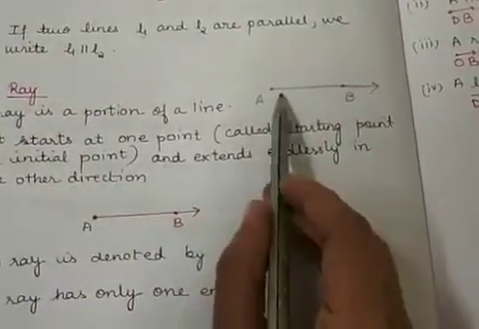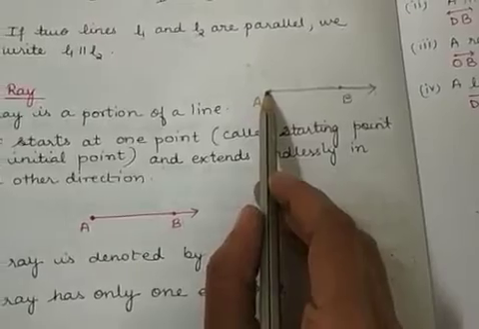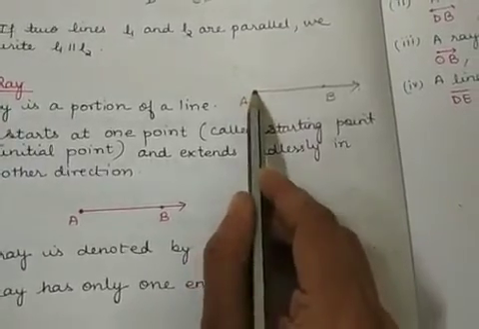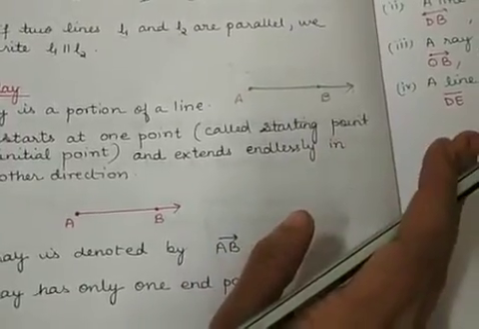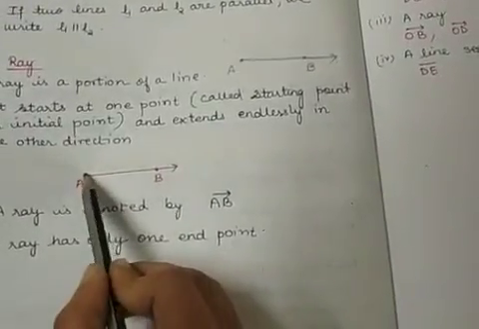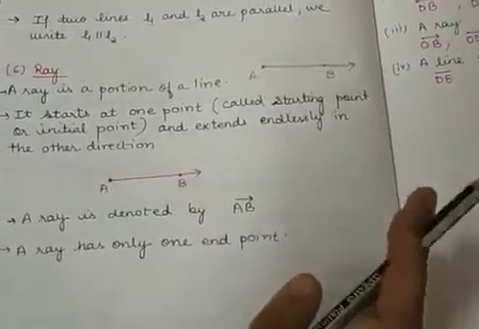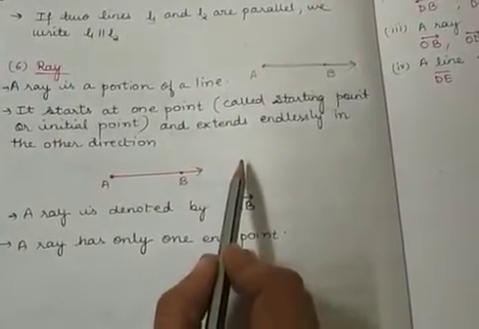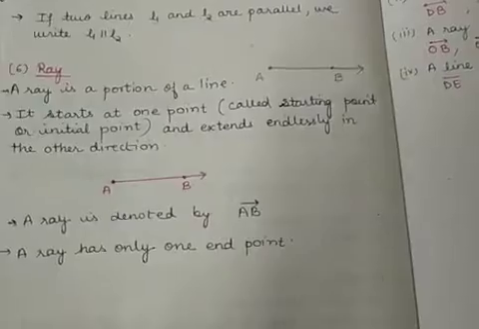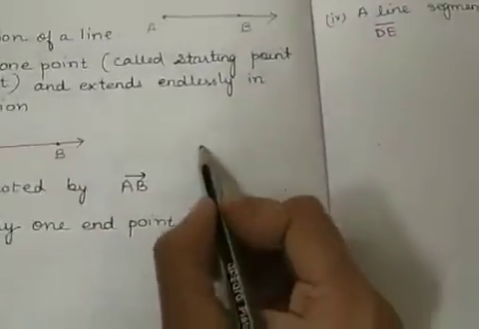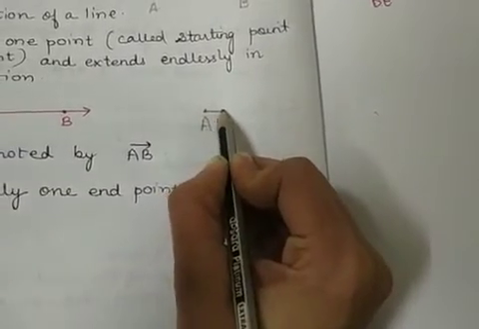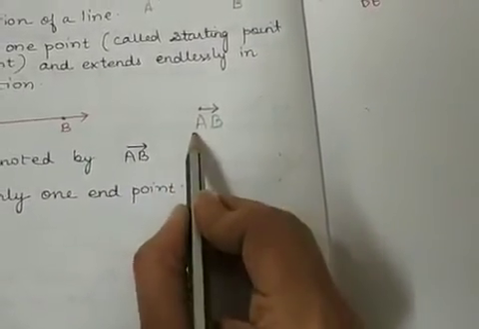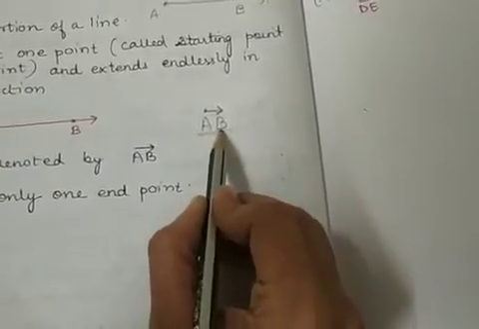So what is a ray? A ray is a portion of a line. It starts at one point called the starting point or initial point and extends endlessly in the other direction. So how is a ray denoted? A ray is denoted by AB, and since it has one endpoint like this and the other side is an arrow, this is the notation for a ray.